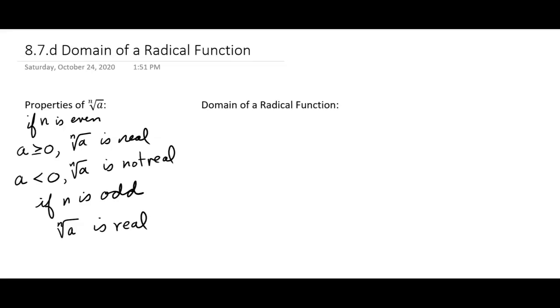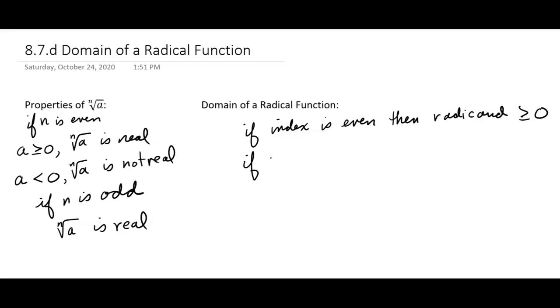For the domain of a radical function, if n, the index, is even, then the radicand has to be positive, greater than or equal to 0, can be equal to 0. So it has to be greater than or equal to 0. If the index is odd, then the radicand can be any real number.